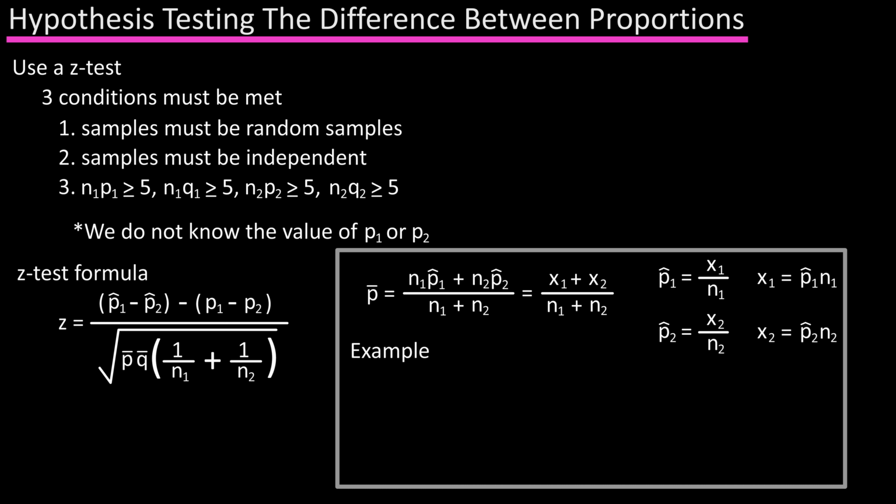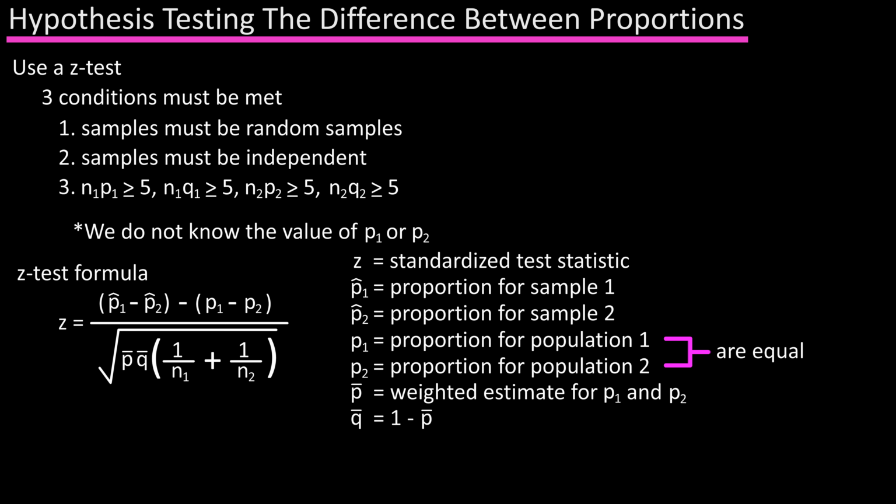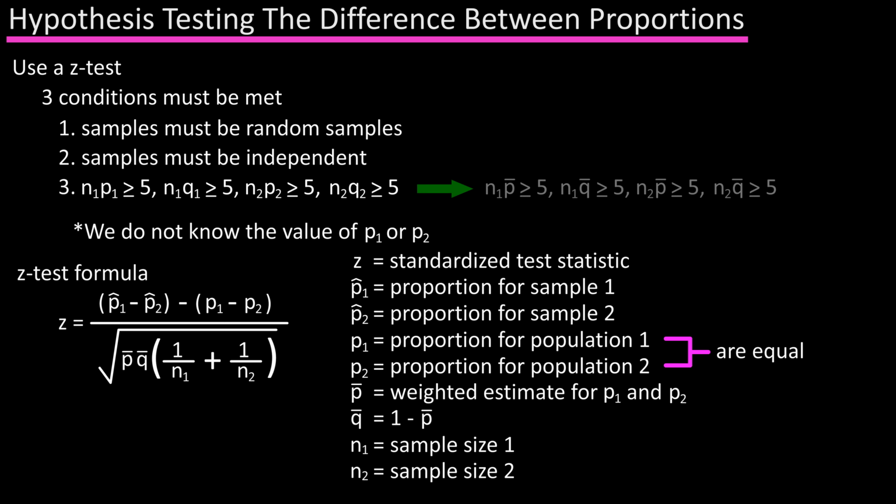As an example, if I said in a random sample of 122 people, 44 of them were wearing a necklace, the sample proportion would be 44 divided by 122, which is 0.361. So X equals 44, N equals 122, and P hat equals 0.361. Back to our main formula. Q bar is equal to 1 minus P bar, and N1 and N2 are the sizes of the samples. Now in the conditions, for number 3, it's going to be N1 times P bar, N1 times Q bar, N2 times P bar, and N2 times Q bar. That must all be greater than or equal to 5.